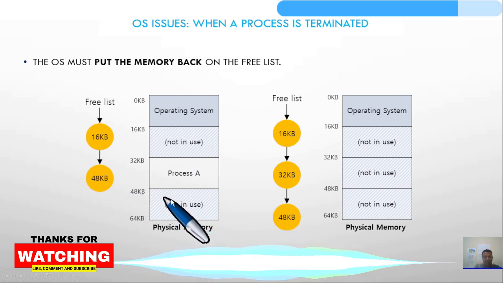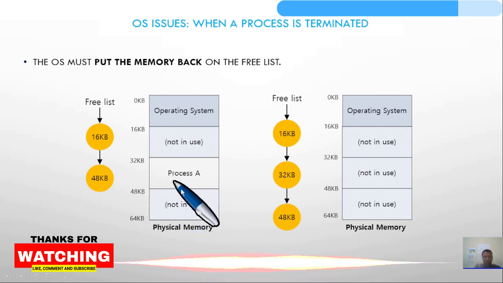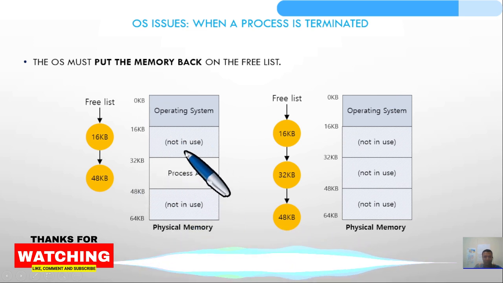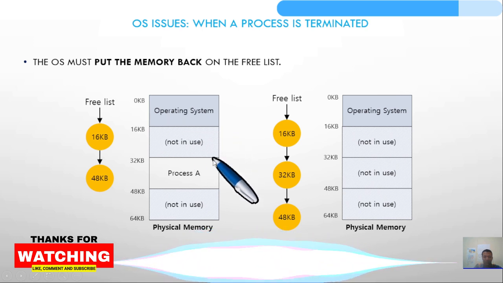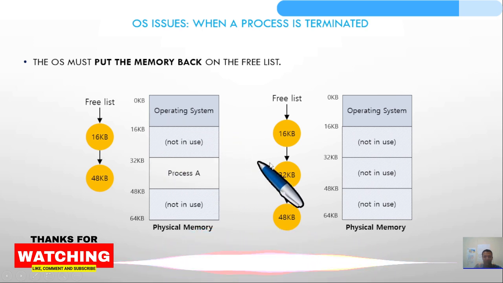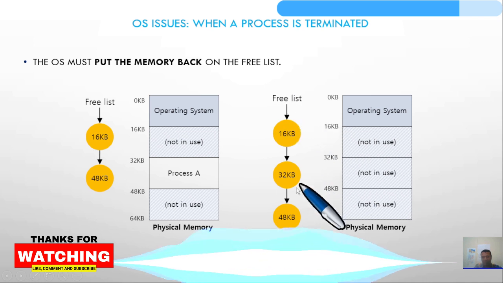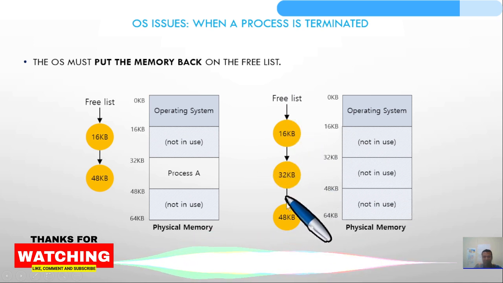When a process is terminated, the operating system must put the memory back on the free list. As you can see, process A was running and this region was not in use. So when process A stops, the operating system takes back the memory and puts it in the free list like this.